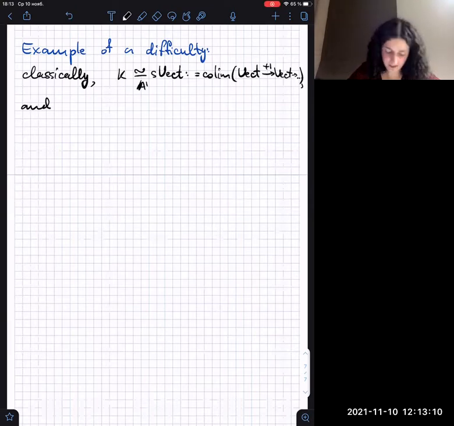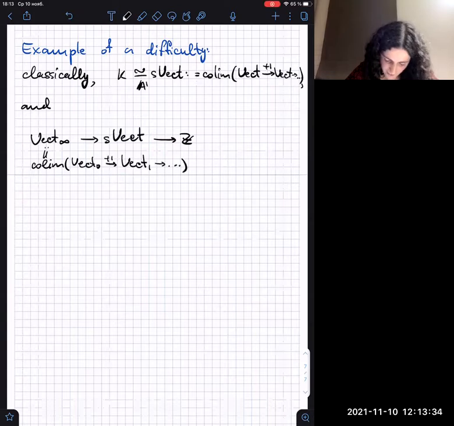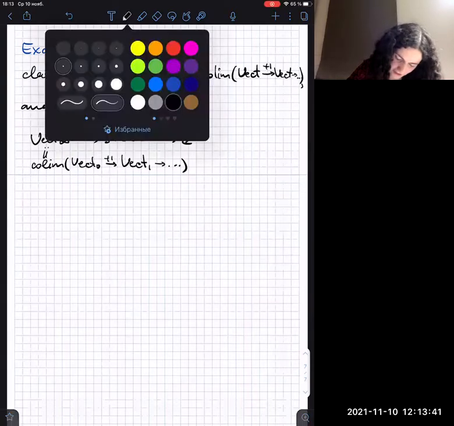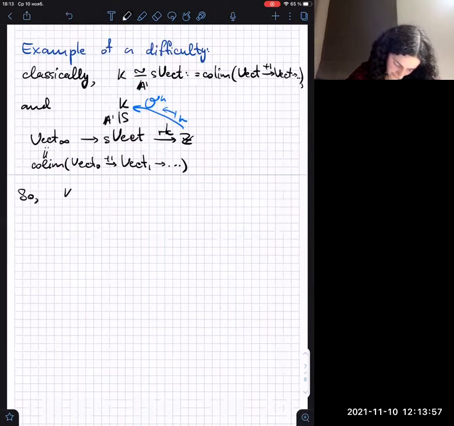And so you can consider the rank map from stable vector bundles to integers, whose fiber I denote Vect infinity. So just the colimit of taking vector bundles of rank zero and vector bundles of rank r. The fiber of the rank map will be that thing. Up to A1 homotopy, this is K-theory. And the good thing is that you have a splitting: you can take an integer and send it to the trivial vector bundle of that rank. And so this means that up to A1 homotopy, K-theory is isomorphic to the product of the integers and this telescope of vector bundles.